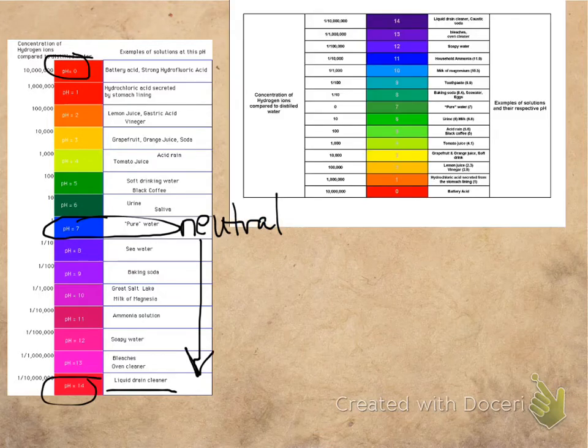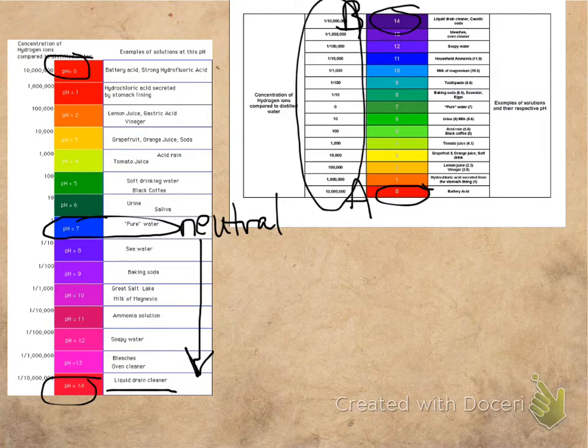Here's another example of a pH scale. This one's a little different. You can see that the 0 or the acids are on the bottom and the bases are on the top. Okay, still some examples here. And over here on the left, we have some numbers. This is concentration of hydrogen ions compared to distilled water.